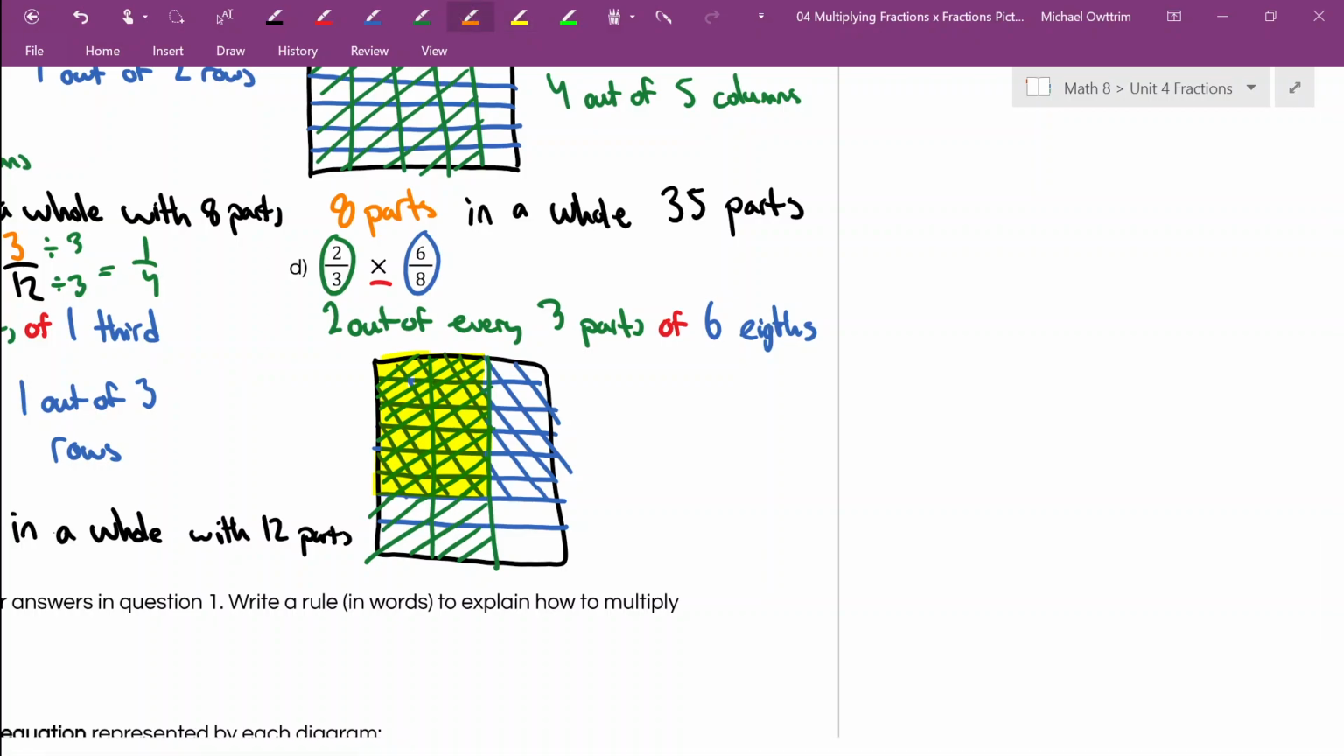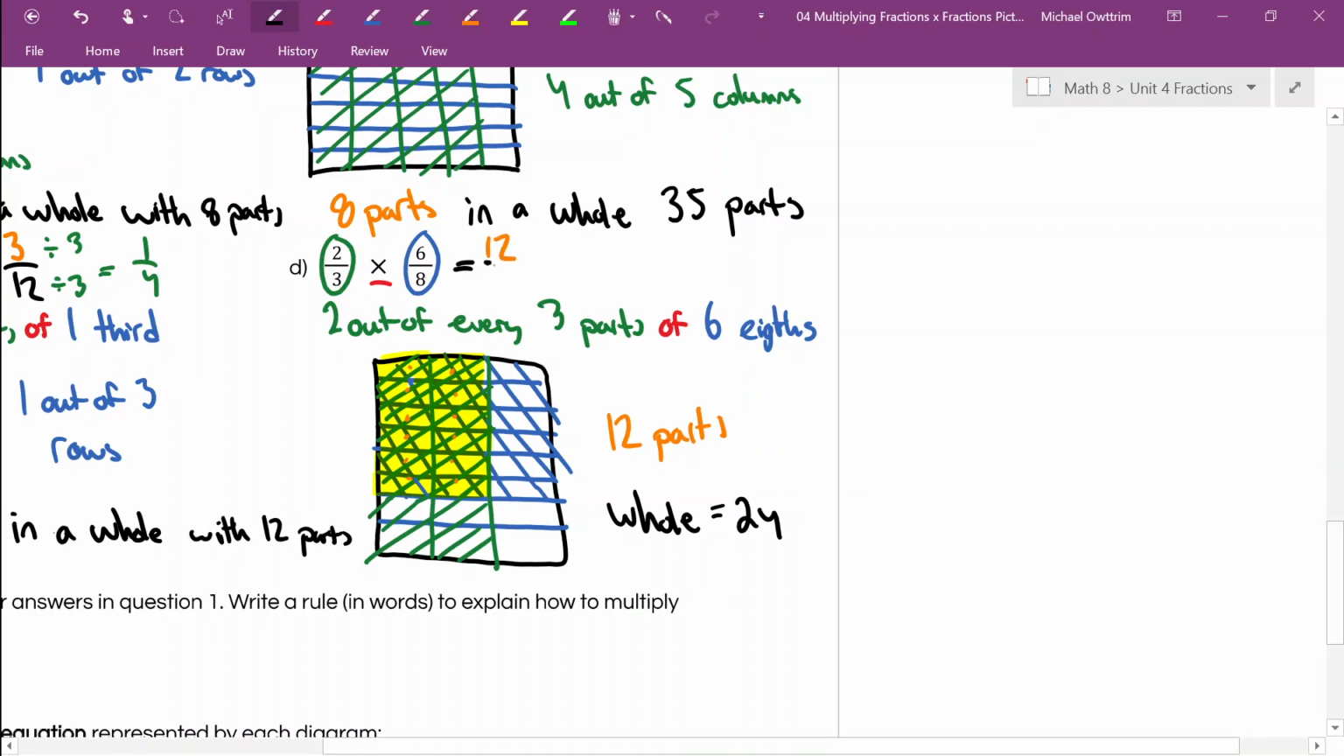And we're going to say that we have 1, 2, 3, 4, 5, 6, 7, 8, 9, 10, 11, 12. And our whole here is a 3x8, so 24. And so we'll say that our solution is 12/24, which simplifies down to 1/2. Tidy that up a bit.